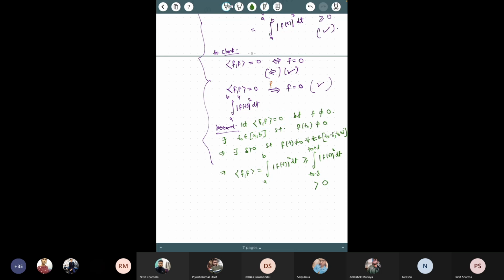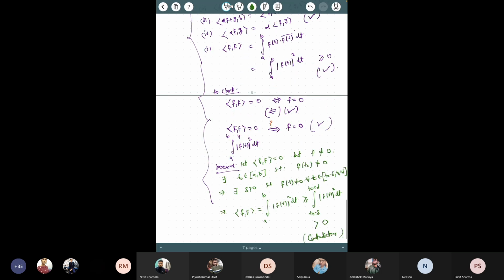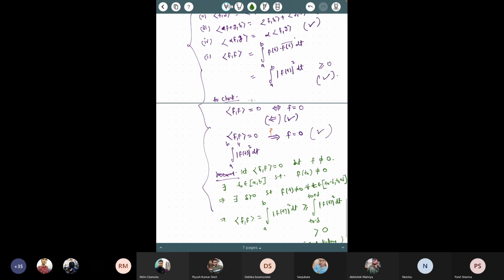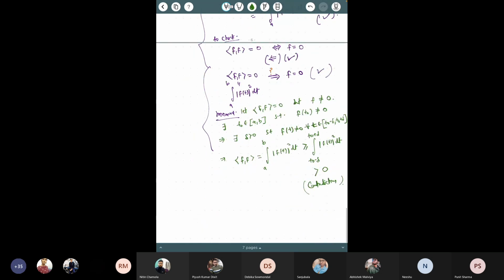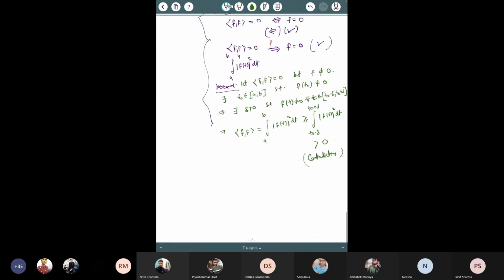So this is a contradiction, and therefore we can say that this function actually defines an inner product. So this is how you have to check, for whatever function you want to say is an inner product. You just need to check these 4 properties, and once you are convinced that these 4 properties are satisfied, then you can say that the function defines an inner product.